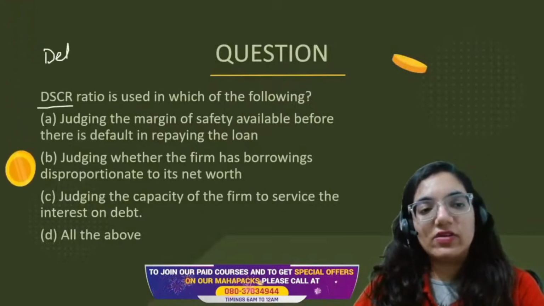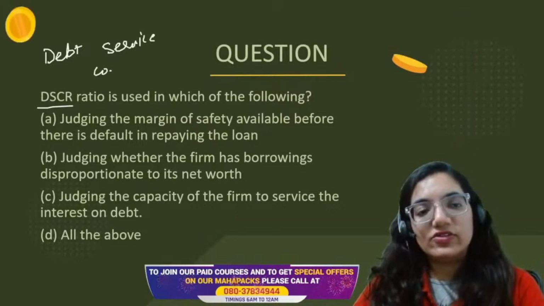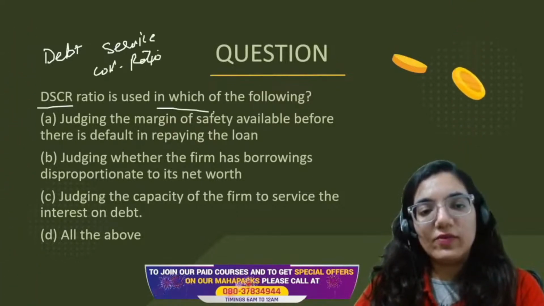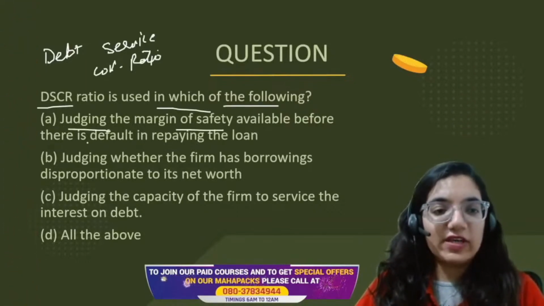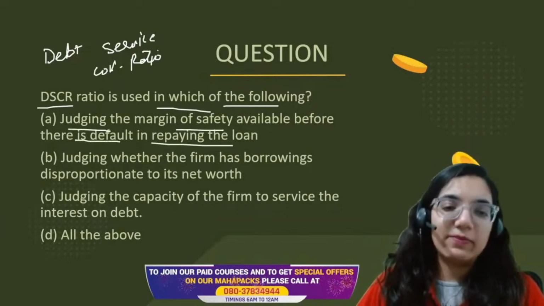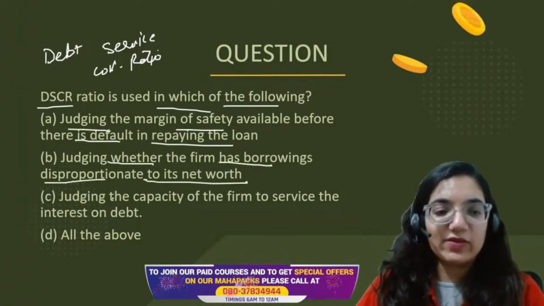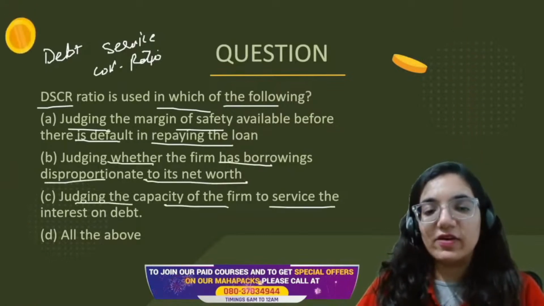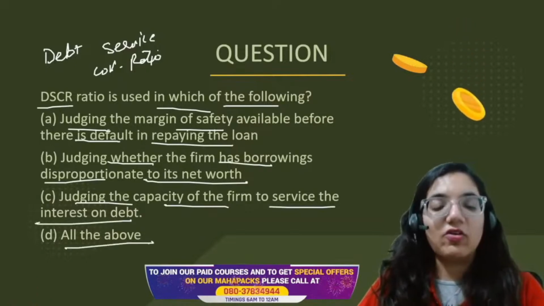DSCR, that is called debt service coverage ratio. Which of the following is it used in? Judging the margin of safety available, that is the default in repaying the loan. Judging whether the firm has borrowing disproportionate to its net worth. Judging the capacity of the firm to service the interest on debt, or all of the above.